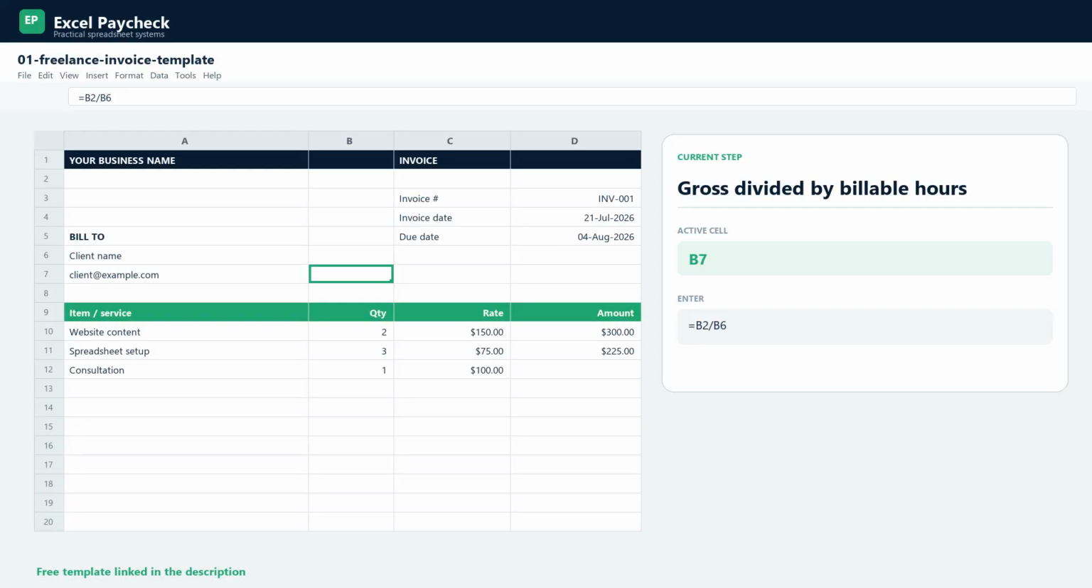In A7, type suggested hourly rate. In B7, use gross needed divided by billable hours. Format as currency. That number is your floor for hourly quotes before you add rush fees or niche premiums.